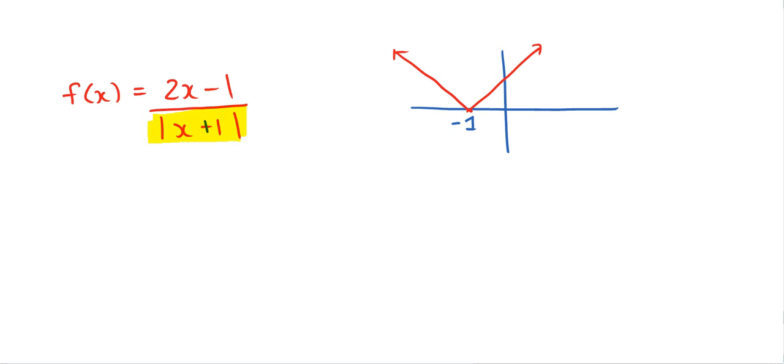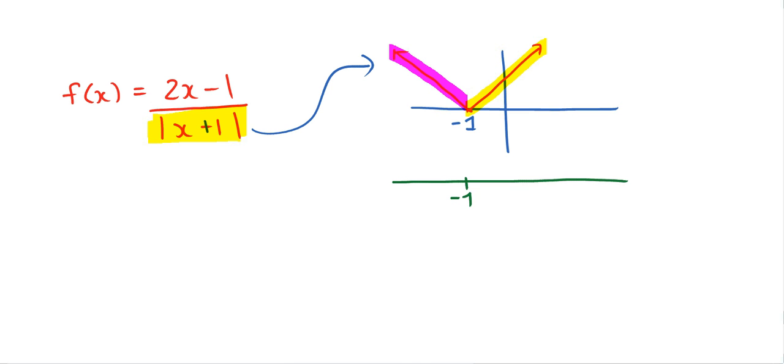Now, in order for me to do these horizontal asymptotes, you need to look at this absolute value function here, the absolute value of x plus 1. Absolute values have two parts. They have a positive side and they have a negative side. If you did a number line with a negative 1 here, you have a right hand side and you have a left hand side.